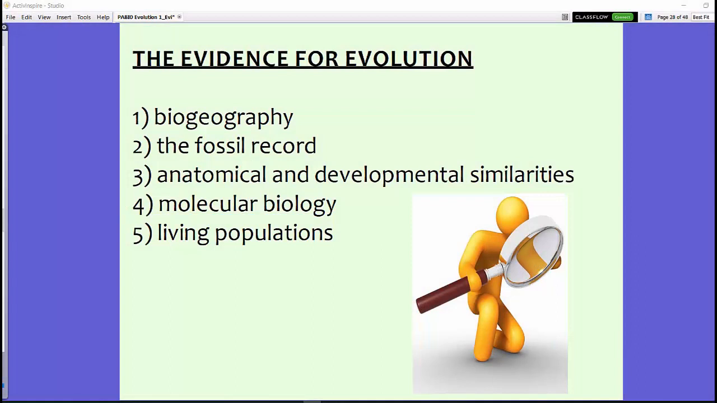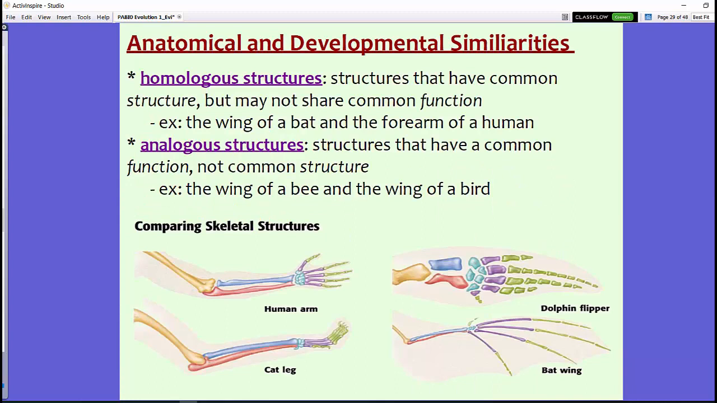So far, we have talked about biogeography and the fossil record as evidence for evolution. So today we are going to take a look specifically at number 3 and number 4, and we are going to talk a little bit about anatomical and developmental similarities, and we are going to talk a little bit about molecular biology. We are going to save living populations for a little bit later in our series in Unit 8. So let's begin by talking a little bit about anatomical and developmental similarities.